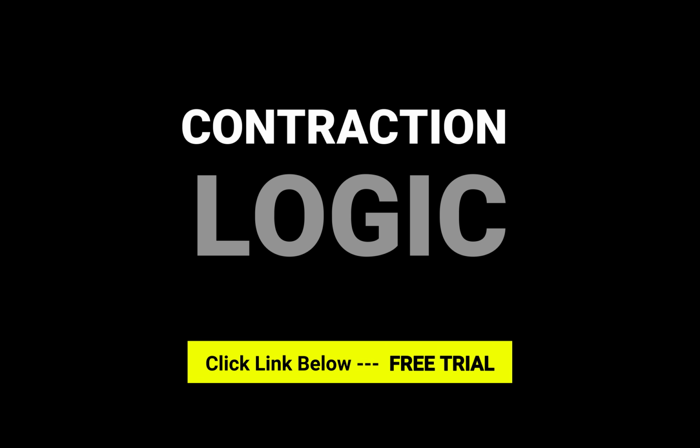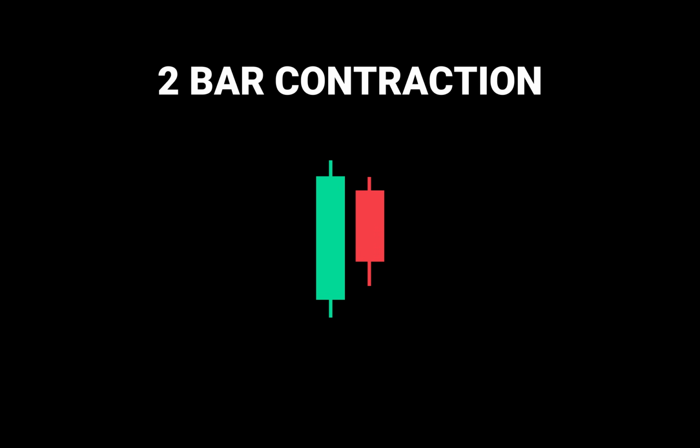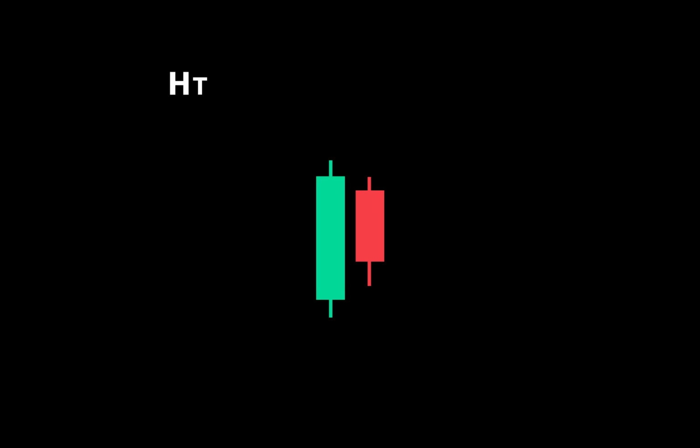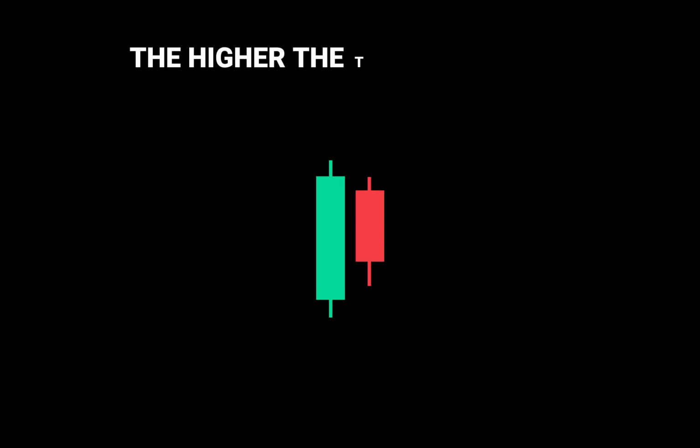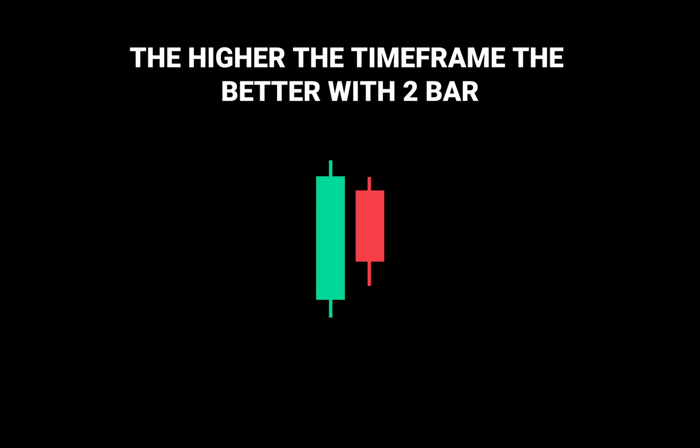When you learn to identify contractions, you're basically reading where the smart money is positioning before the market moves. Let us now dive into the contraction logic so you can understand how it works. The first contraction is known as the 2-bar contraction master pattern. It's simply calculated by using 2 candles. We're typically going to use higher time frame candles, 4-hour candles, and even daily candles. The higher the time frame that you use 2-bar contractions, the better, because if you use this on a lower time frame, you're going to get many false signals. So use higher time frame candles to calculate this.